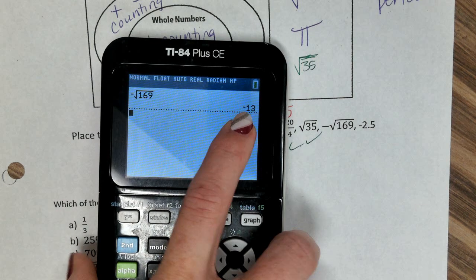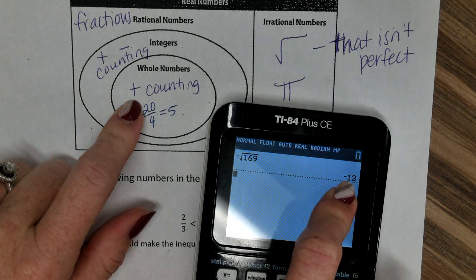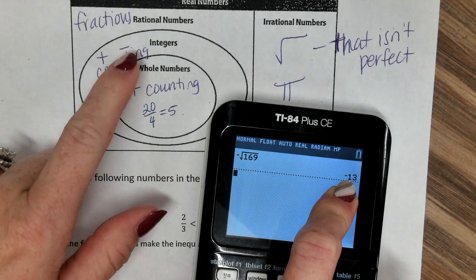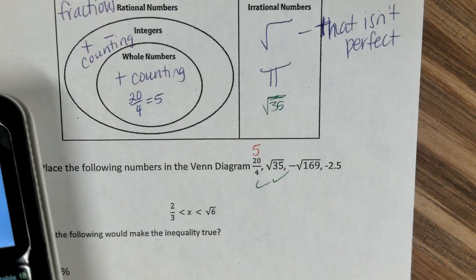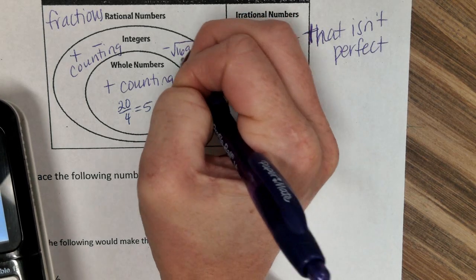Okay, what is this number? It's not whole because it's not positive. What is it? It's an integer because it's a negative counting number. So the negative square root of 169 would go here because it's actually negative 13.